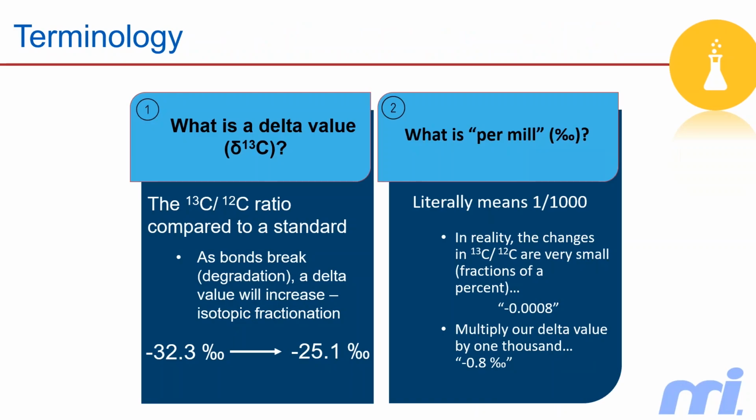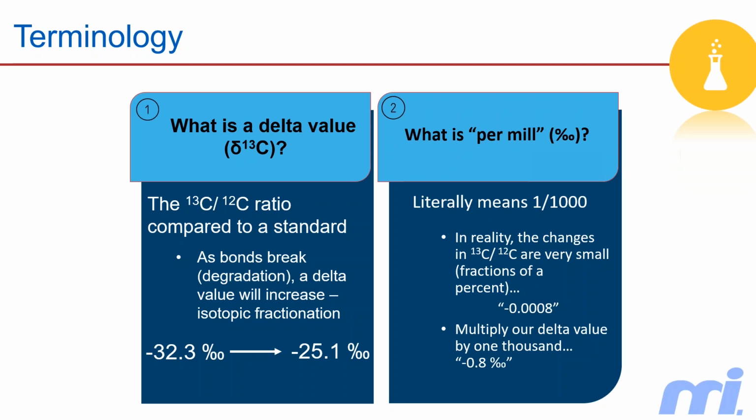So the terminology today, before I turn it over to Sam to give you some more information, is we're going to display data in something called a delta value. This is the ratio of your 13 carbon to your 12 carbon compared to that of an international standard. And around the world, everyone uses PD belemnite, so that no matter what lab we're using, we're going to be able to get similar isotopic ratio values. So as the bonds break, we see degradation. We're going to see an increase in our delta values from that isotopic fractionation.